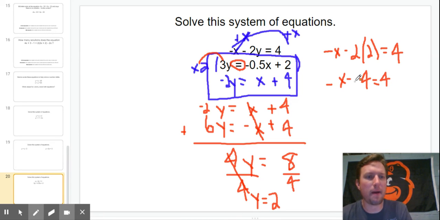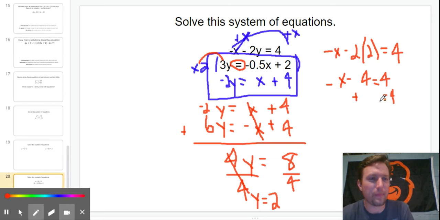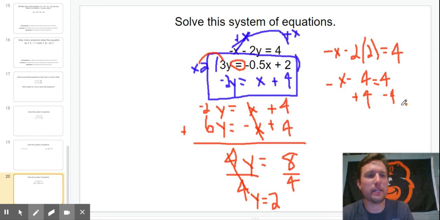And if I want to get my x by itself, because I'm subtracting 4, what am I going to do? That's right, I'm going to add 4 to each side of my equation. Oh my goodness, I wrote 8. No, that would be 4. I'm adding 4. 4 plus 4 would give me 8. I'm a step ahead of myself. And that would leave me with, that's right, 8 on this side. And I'm left with negative x on this side.